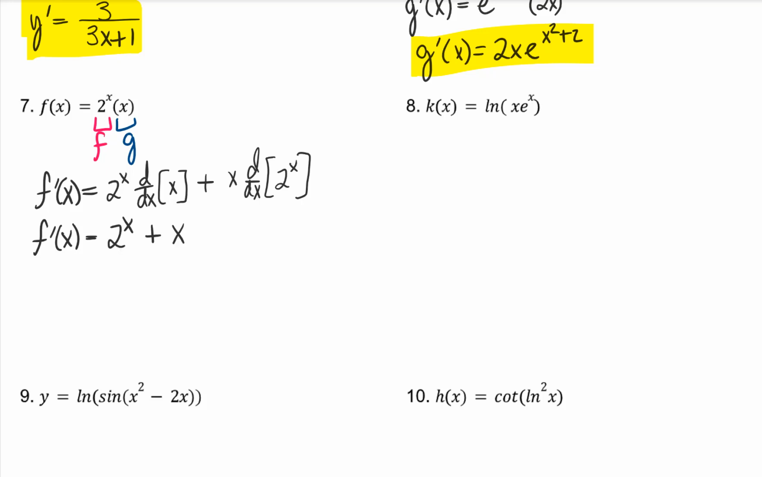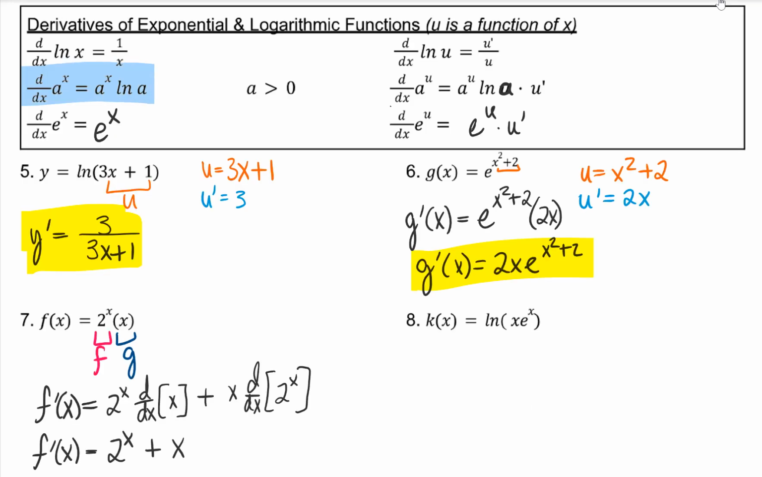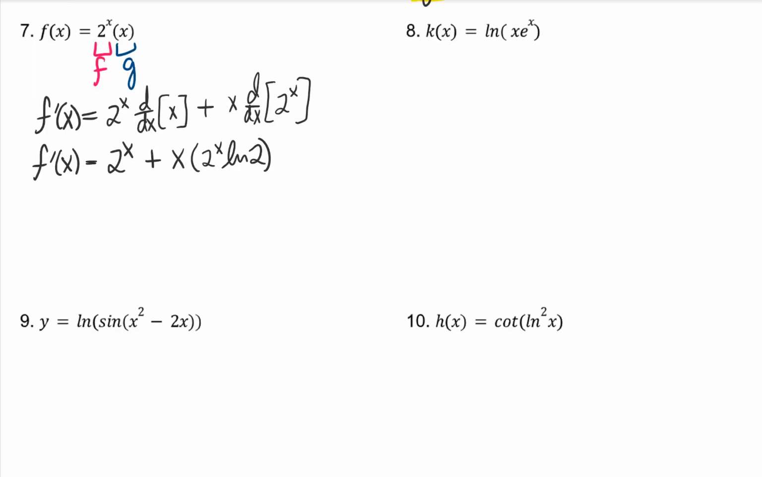The derivative of 2 to the x falls under this formula. A is the base of the exponent, 2. So this would be 2 to the x times the natural log of a, natural log of 2. That would be an acceptable answer. You could also factor out the 2 to the x, which does make it look a little cleaner.